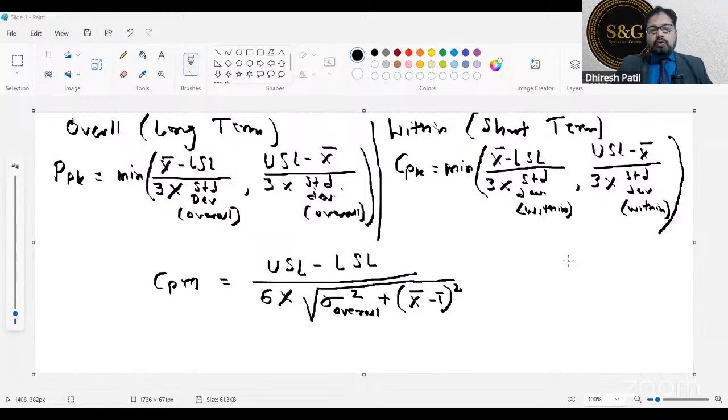Six into overall standard deviation square plus x bar minus T raised to square, and T is actually the target value. Here we have not given the target value, but if you have given it, then CPM will be calculated. This is also sometimes people calculate.